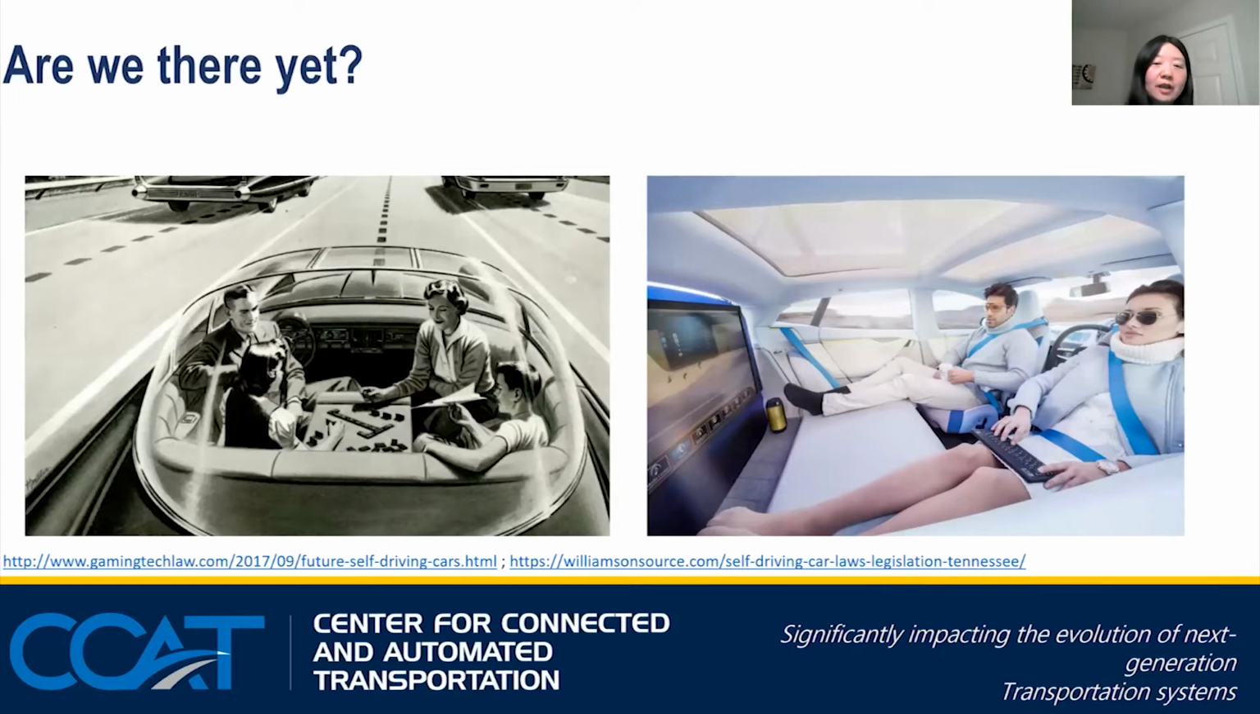I'm sharing two pictures which are 50 years apart from each other. The figure on the left is from 50 years ago. What was our dream or our imagination of an autonomous car? While the figure on the right-hand side shows what our imagination is today, what we picture the passengers should be doing in the autonomous vehicle.